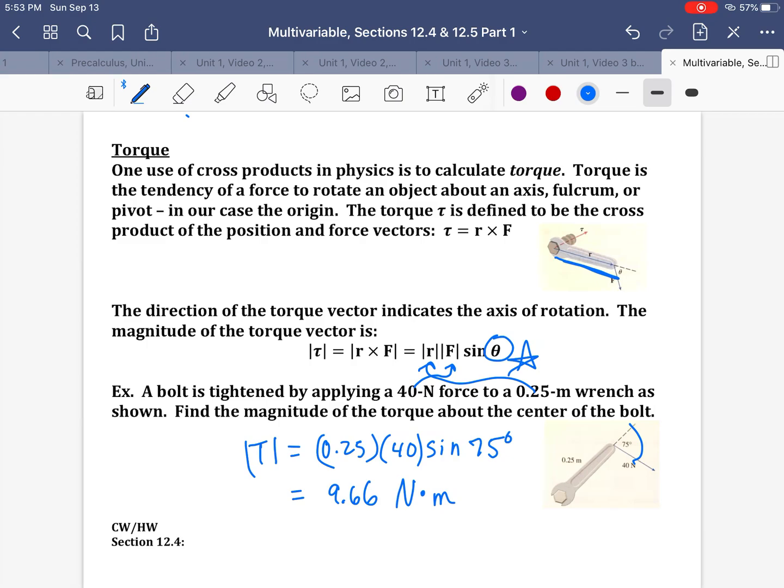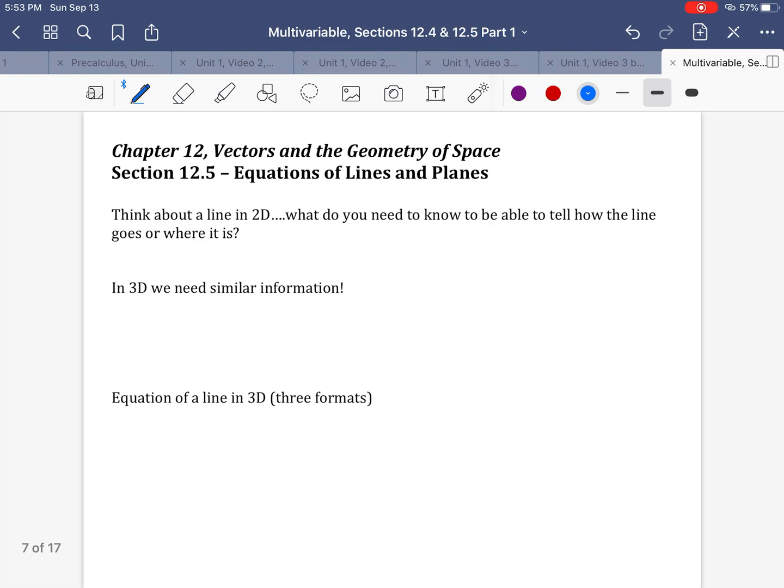All right. So like I said, I'm going to go ahead and start section 12.5, and just do the first little two pieces right here. So think about a line in 2 dimensions. What do you need to know to be able to tell how the line goes or where it is? Right? So tell me that in Edpuzzle. How would you know, how do you tell me like where a line is and what direction it goes and things like that in 2 dimensions?